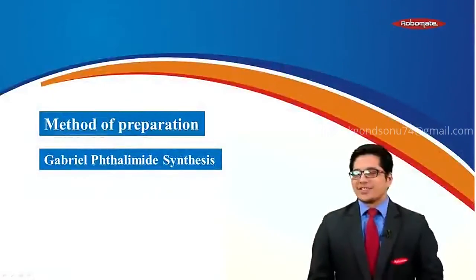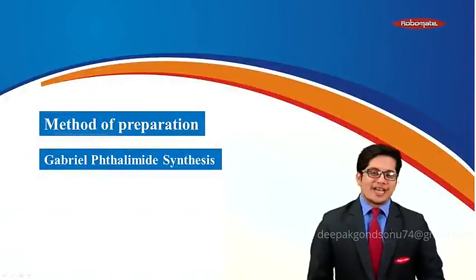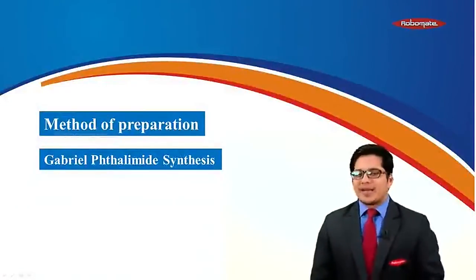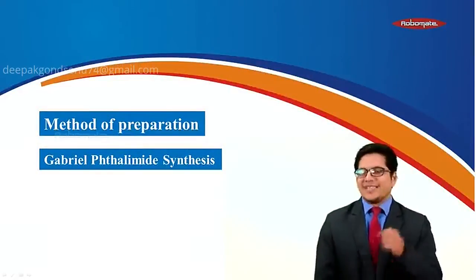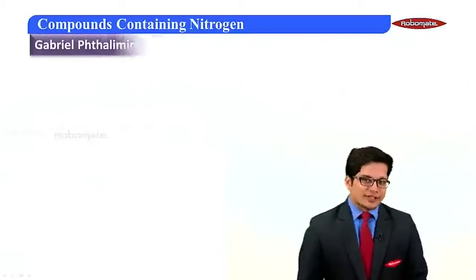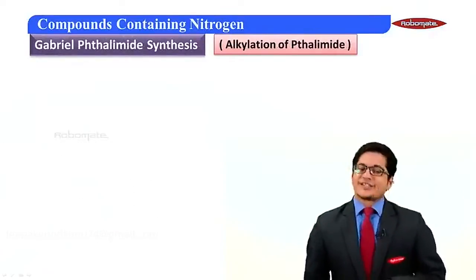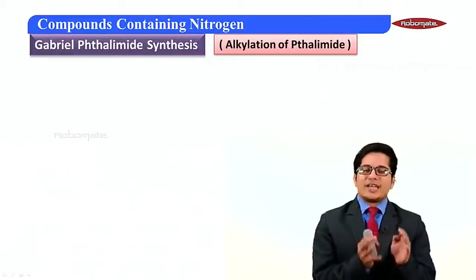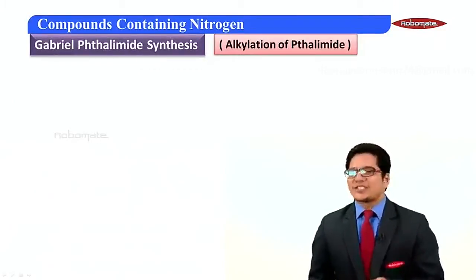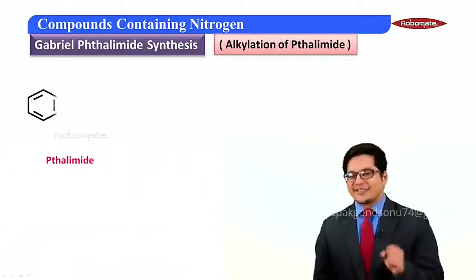Welcome back, students. Now we are going to discuss the next important process called Gabriel phthalimide synthesis for preparation of amines. Let's start with the process. Gabriel phthalimide synthesis is also referred to as alkylation of phthalimide. The first question arising: what is phthalimide? Let's try to answer this.